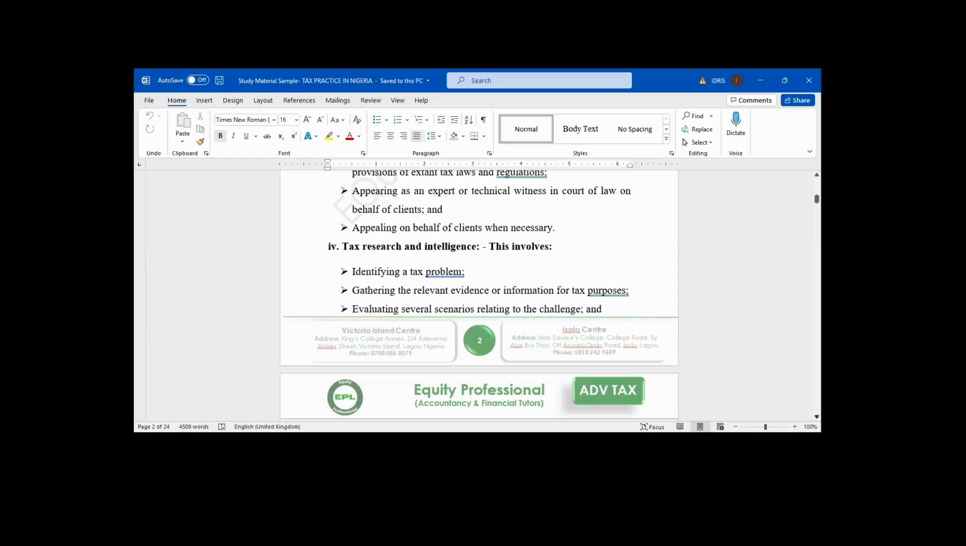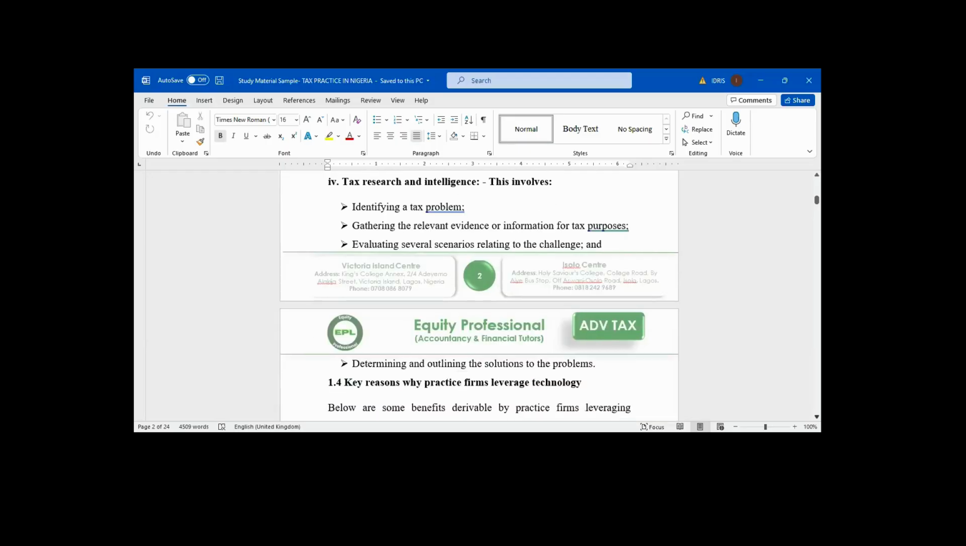Gathering of relevant tax information is also one of the responsibilities of a tax practitioner under tax research and intelligence. Another one is to provide solutions to the problem. This is also one of the functions, one of the roles of a tax practice firm under the fourth element, which is called tax research and intelligence.